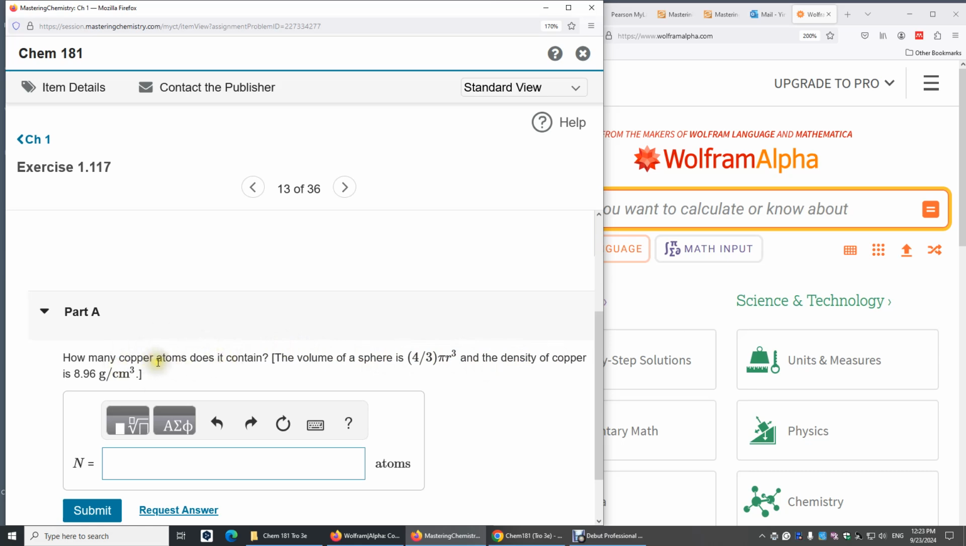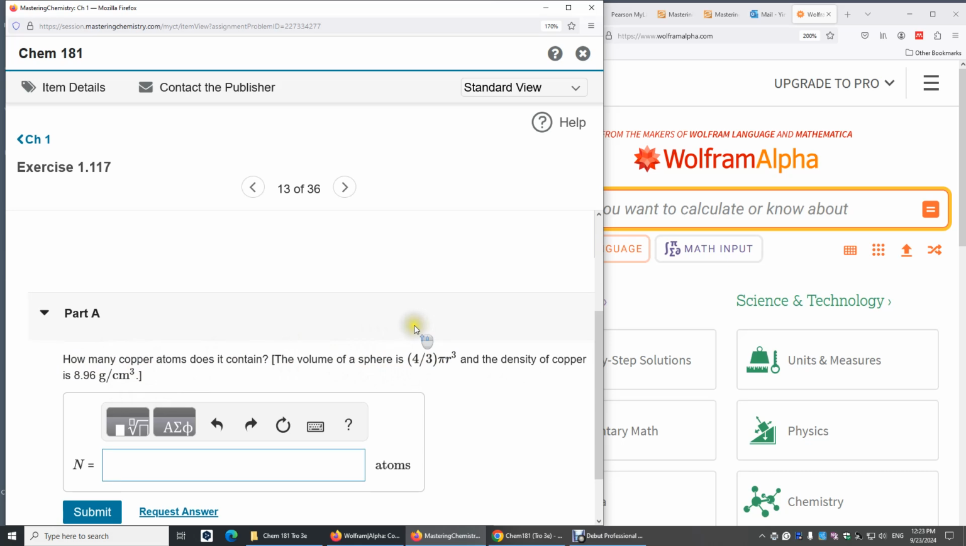How many atoms? So first we can determine the number of moles and then multiply it by the Avogadro constant. But how do we get the number of moles? We need the mass and molar mass. The molar mass of copper is 63.55 gram per mole. Now what about the mass? We have the volume, we have the density, and then we can get the mass.